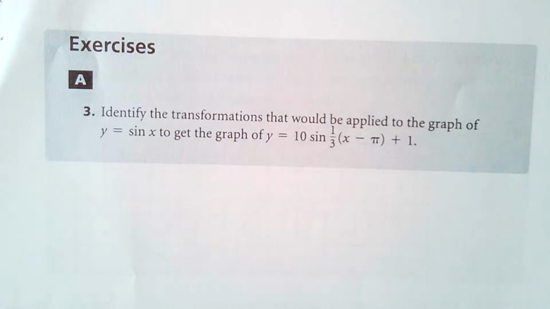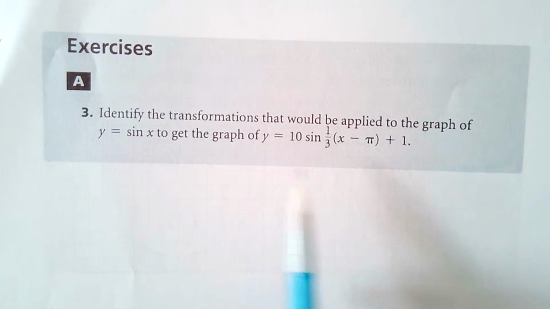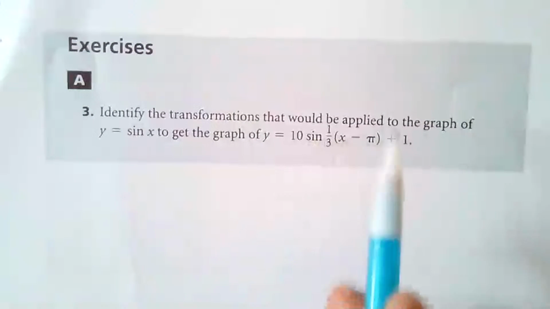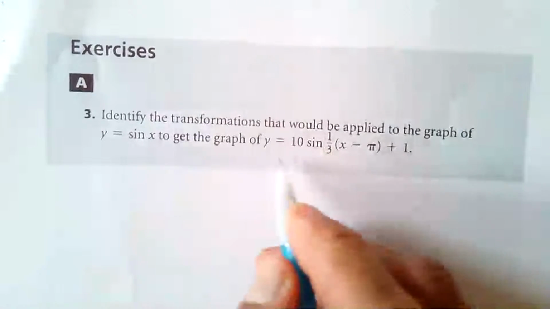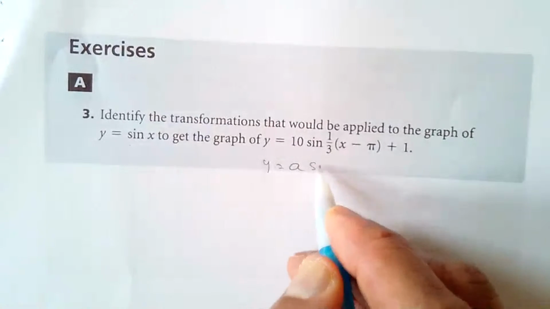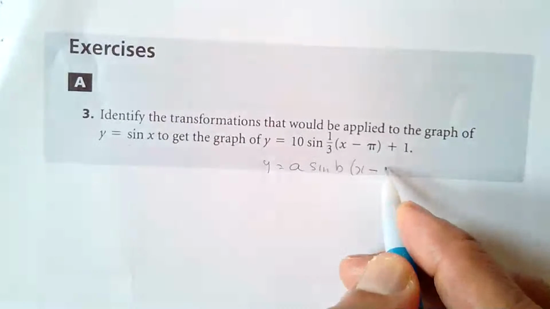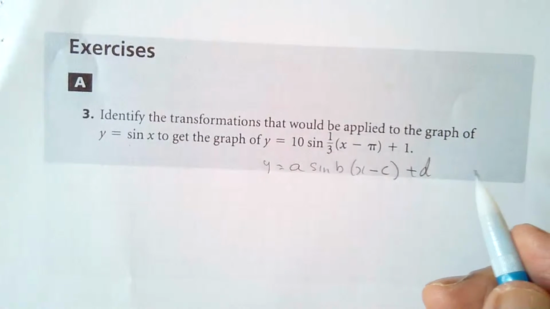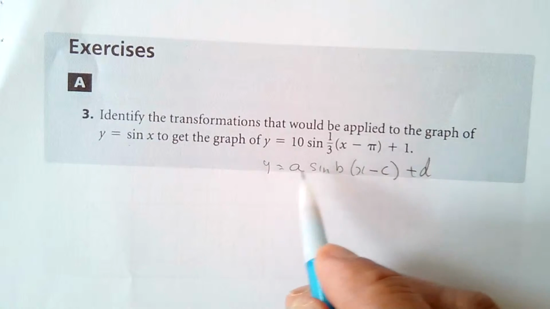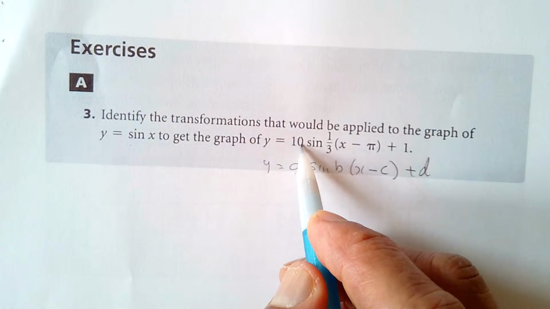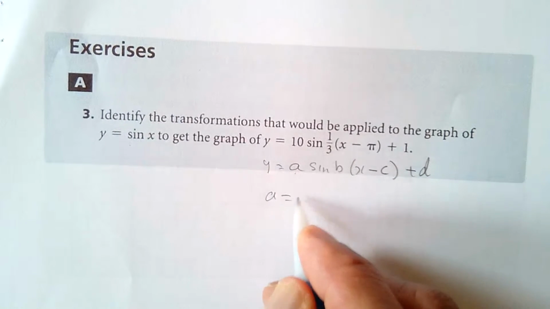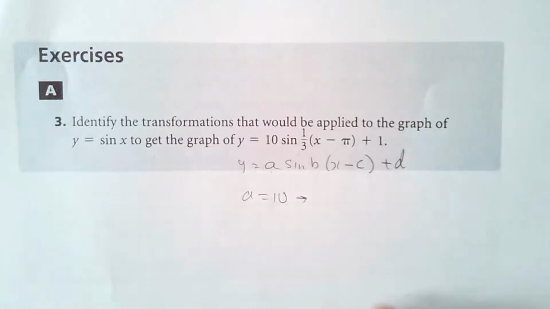If you look at this, identify the transformation that would be applied to this graph. Now, there are many possibilities for this one here. If you compare this graph with y equals sine x, remember y is equal to a sine of bx minus c, plus d. From this, we have our amplitude is 10. So the graph has a stretch, right? So a is equal to 10. So we have a vertical stretch.